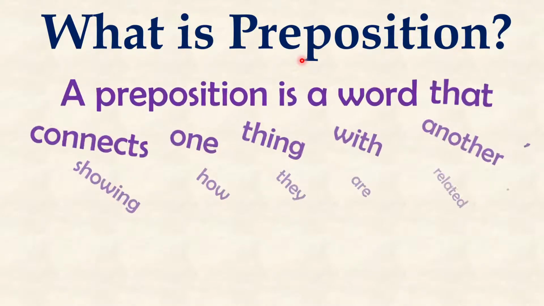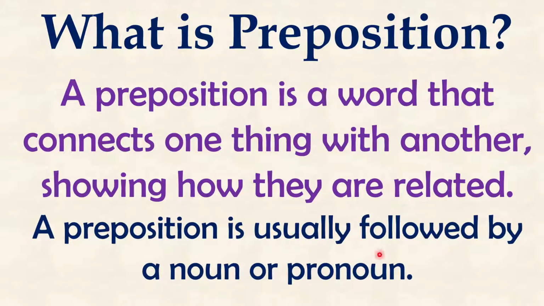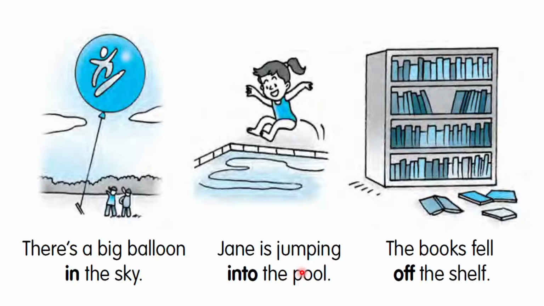A preposition is a word that connects one thing with another, showing how they are related. So preposition is a word. Basically, this is a kind of word that connects one thing with another and it shows how they are related with each other. And a preposition is usually followed by a noun or pronoun. Let's learn through the examples.